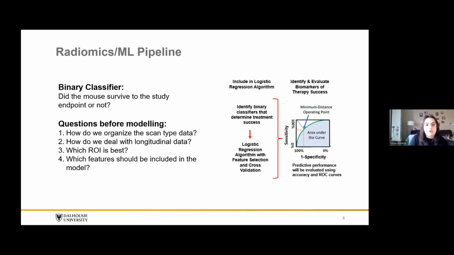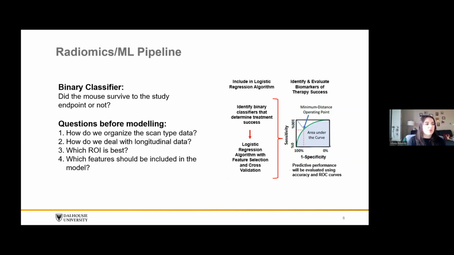So as I was talking about earlier, we have some questions before we can actually input these features into a model. So first off, how do we organize the scan type data? We have 6 different scan types: the T1, T2, T2 star, FSC. We also have the iron maps and the gadolinium maps.